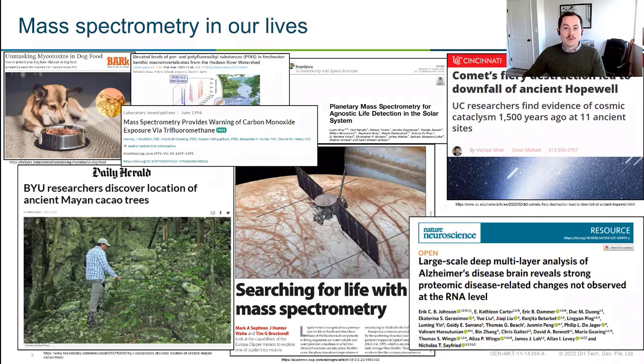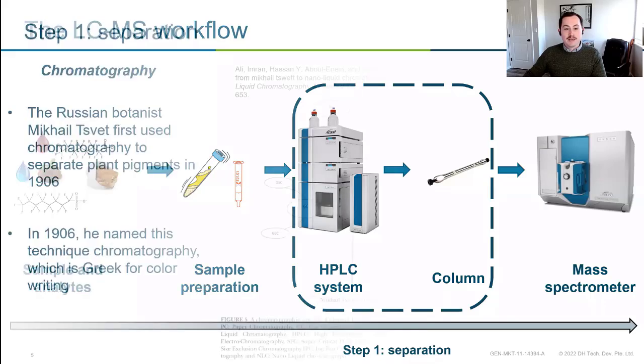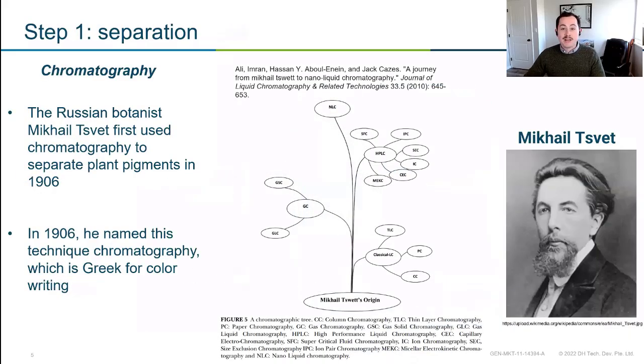The first thing we're going to talk about is the separation. Before we get to the mass spec, we're going to talk about the LC portion, where this separation comes into play. In our next session, we'll dive into some of the specifics, but here let's introduce some of these ideas. In 1906, a Russian botanist first developed chromatography, and he was interested in plant pigments. That's where chromatography gets its name. It's Greek for color writing.